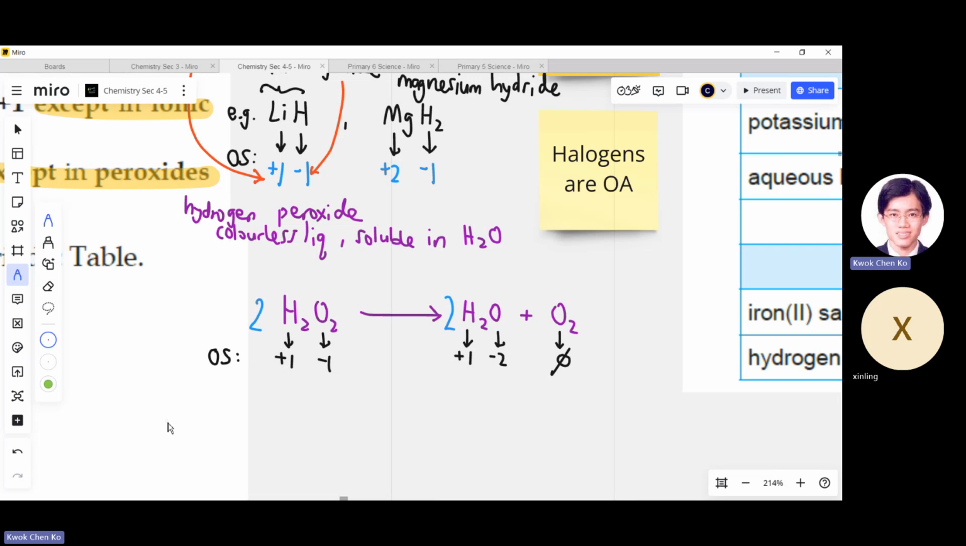Of course, look at H: +1 on the left, +1 on the right, no change. So I don't look at H at all. There's no change to this OS, +1, +1. But look at O. From -1, it becomes -2. OS decreases. Therefore, reduction.